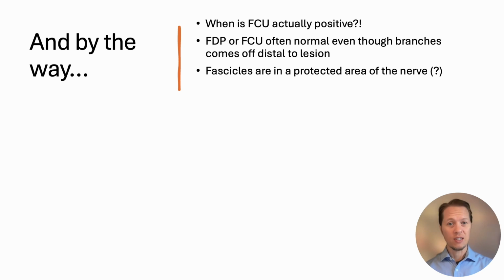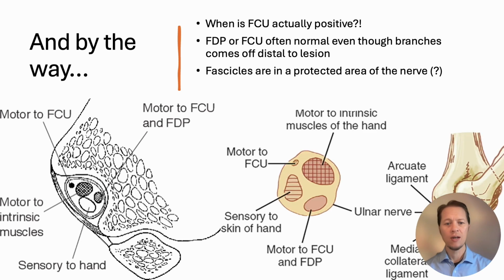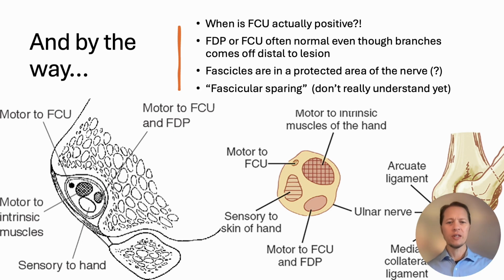Some people theorize that these fascicles are in a protected area of the nerve. When people have gone through and looked at this, perhaps motor to FCU and FDP are kind of hiding in the corner or on the sides, and sensory are more exposed. There are different pictures you can find all over the place. If you get compression, you tend to get more intrinsic in the hand and sensory to the hand problems, and the stuff more proximally tends to get spared. That is what we're going with. That is this concept of fascicular sparing that a lot of people talk about. We don't really appreciate it well yet, but that's the running argument.